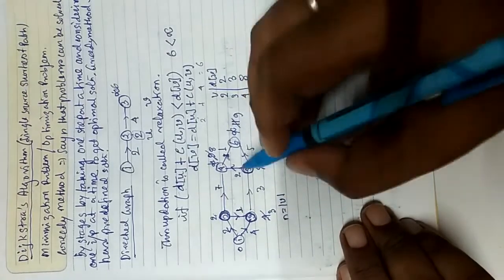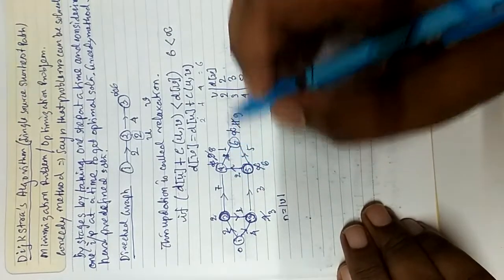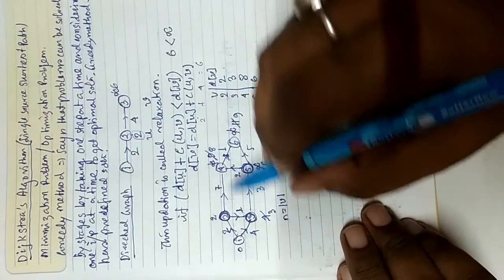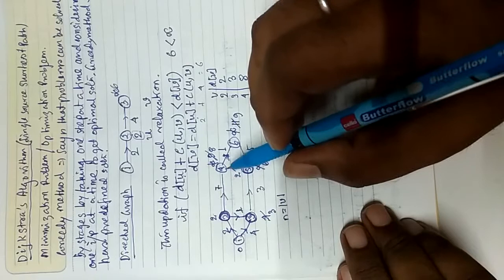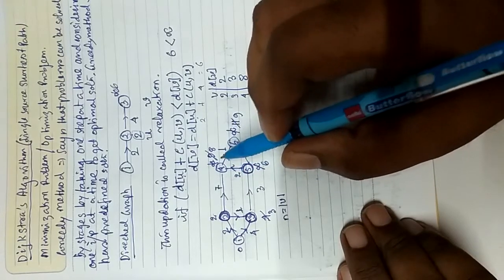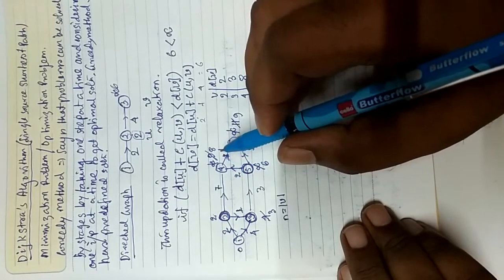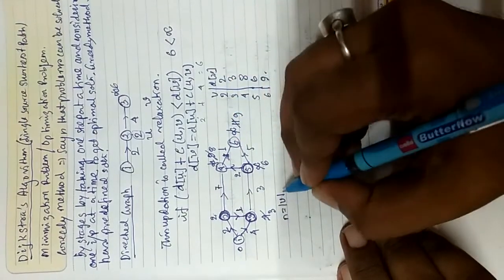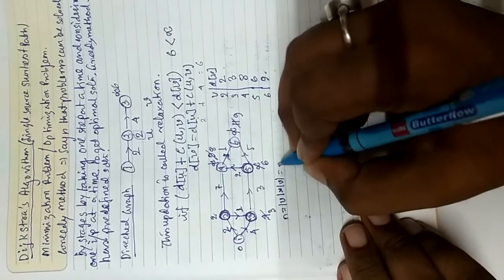Suppose I consider it as a fully connected graph, that is, each node is connected with every other node. So how many comparisons do we have to do? If there are n nodes, we have to compare with n minus 1. The total number of nodes is n. So how many comparisons? n into n minus 1. Basically it is roughly n square.